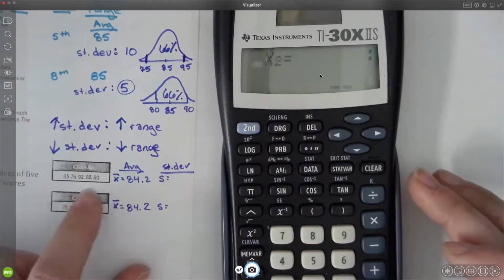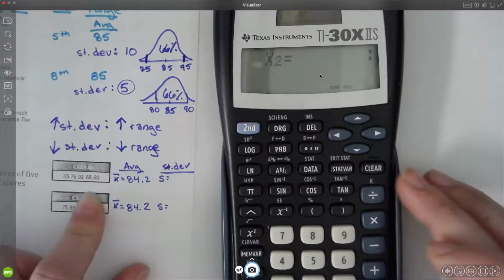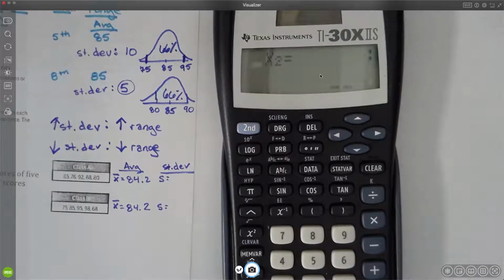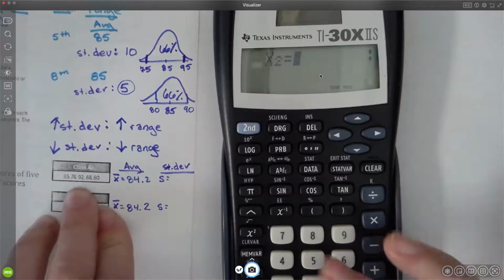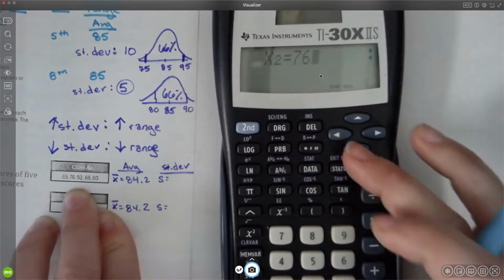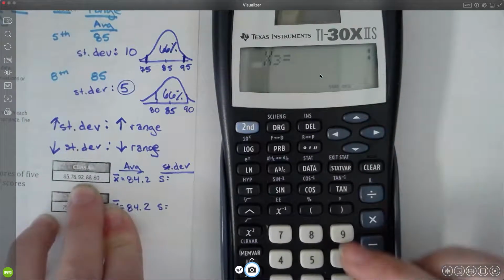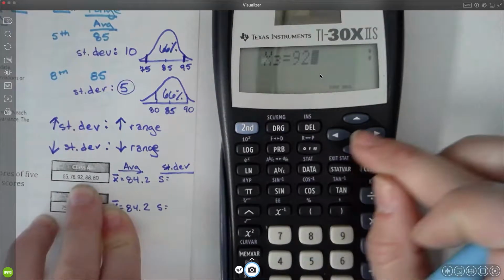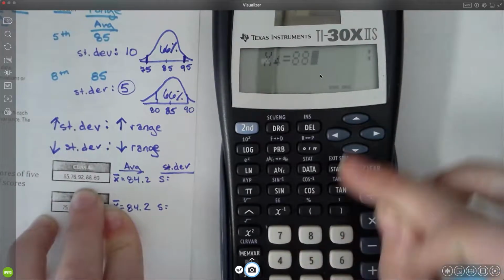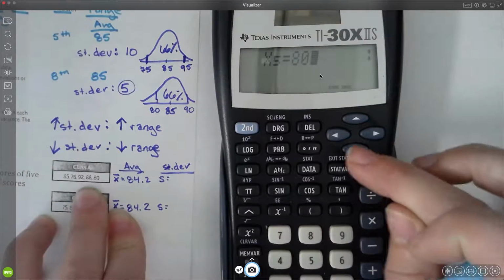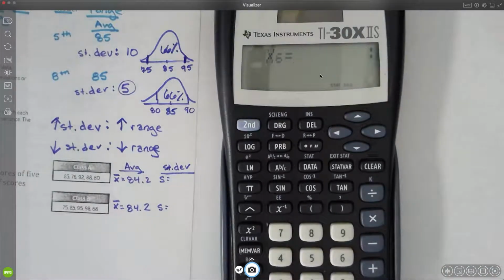How did you get it to X2? Hit the down arrow again. Go to 76. Down. Frequency 1. Yep. Go down again. X3 is 92. Down, down. 88. Down, down. 80. Down, down. Are we good? Hold up a minute, he says.